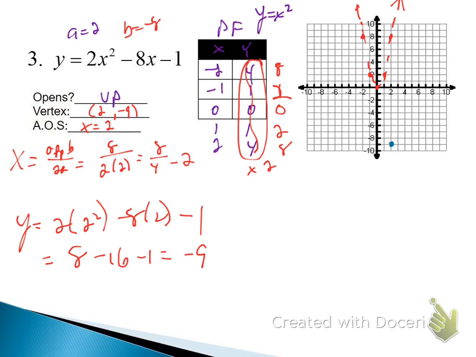And if we shift every other point right 2, down 9, we should end up right here, and then right here. Just taking every point and counting right 2, down 9. And then draw your U. It doesn't have to be a perfect U. Okay?